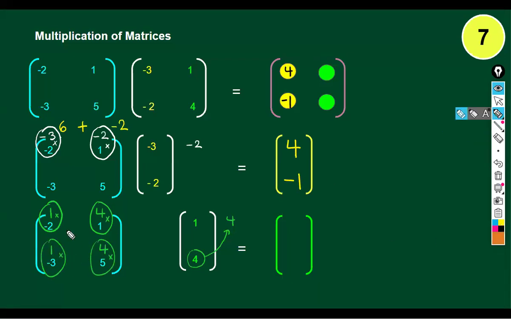Let's see, get an orange here. 1 by -2 is -2. 4 by 1 is 4. 1 by -3 is -3. 4 by 5 is what? 20. To get the answer on top, we add the -2 and the 4. We'll get +2. When we add underneath, -3 plus 20, I think I'm going to get 17. So it's 2 and 17. And this is our final answer here. These 4 values. Look for your mistakes. I'm sure it's just a simple sign error most of the time.